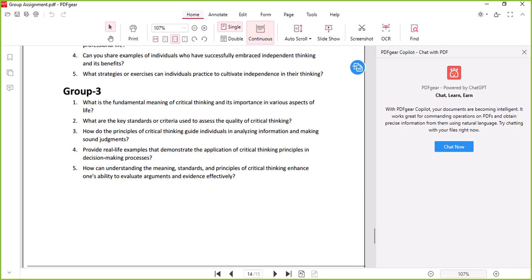You tell me, what do you understand to be the main idea of your assignment? The main idea of the assignment is about the meaning, standards and principles of critical thinking, examples in real life, and how we can use critical thinking in our lives.